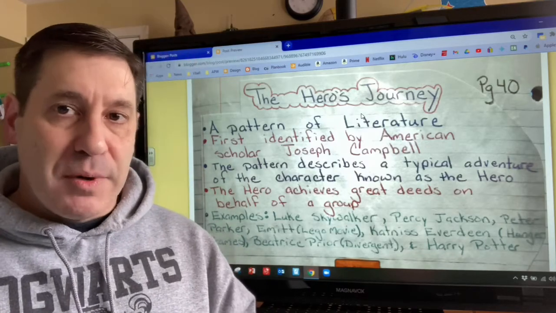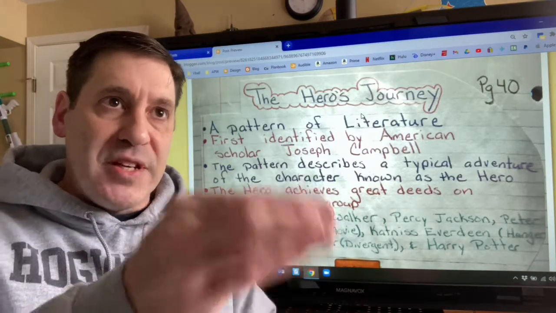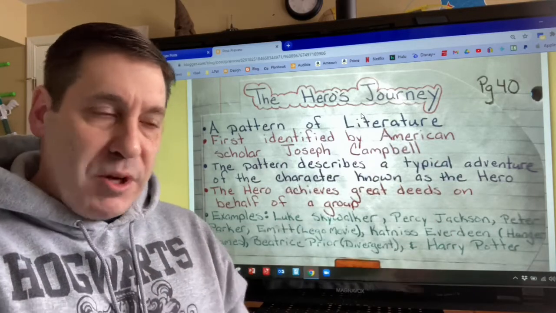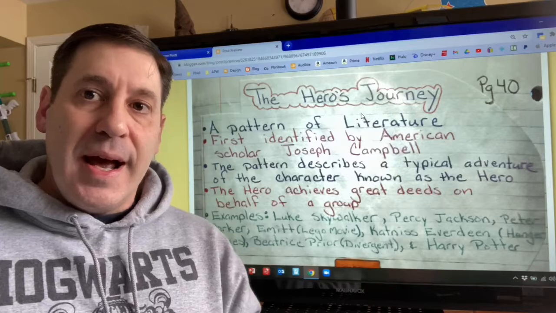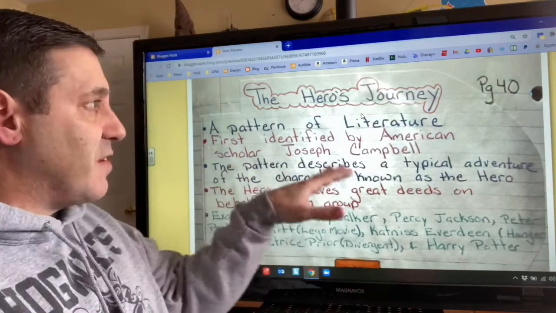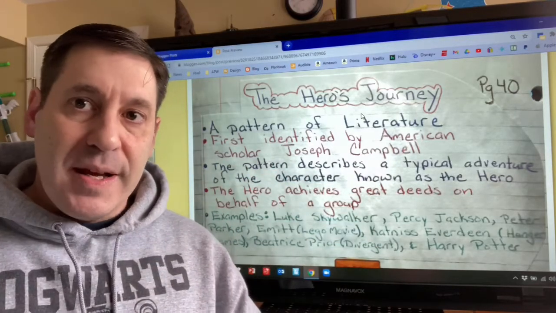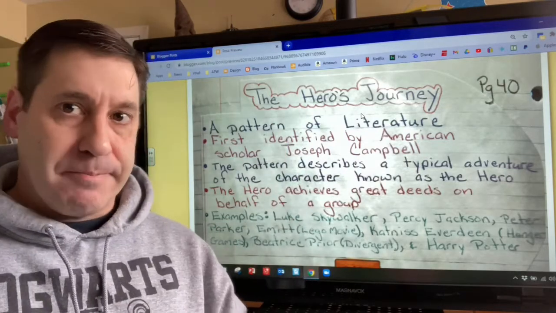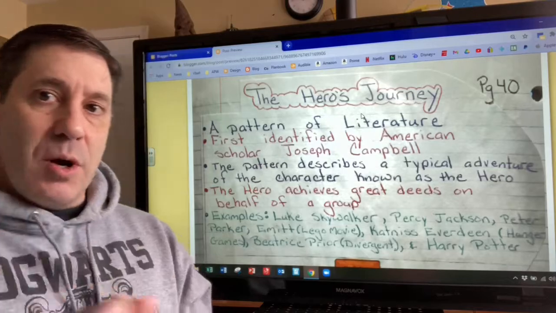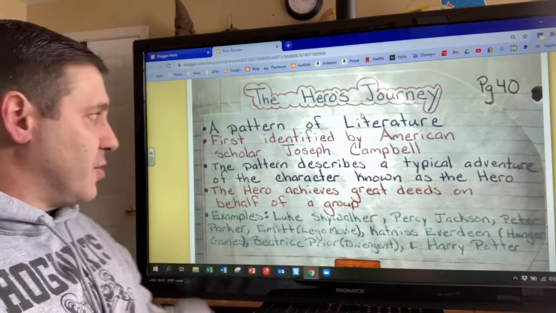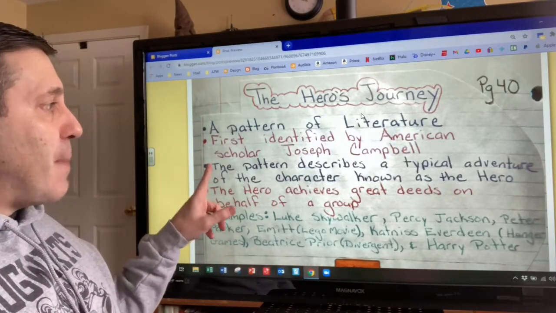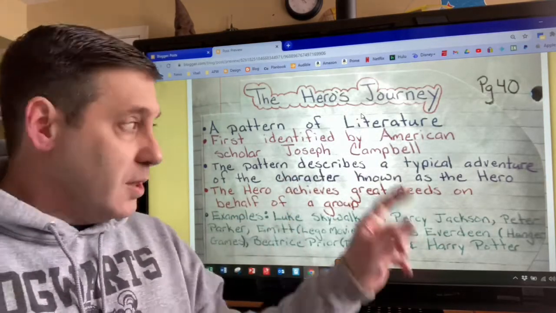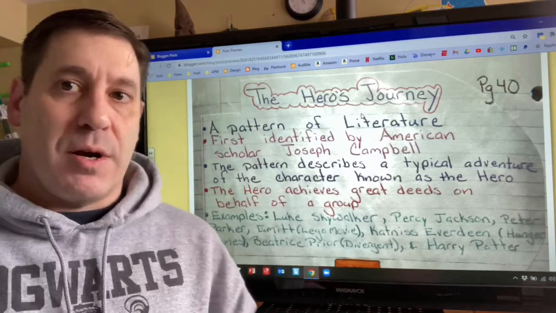And Joseph Campbell, he kind of said, hey, wait a minute. This story that I just read here, it kind of is similar to this story that I just read, which is similar to this other story. And what he did was he identified the similarities, and he wrote them down into this thing called the hero's journey. Okay, and so the third bullet right here says, the pattern describes a typical adventure of the character known as the hero.